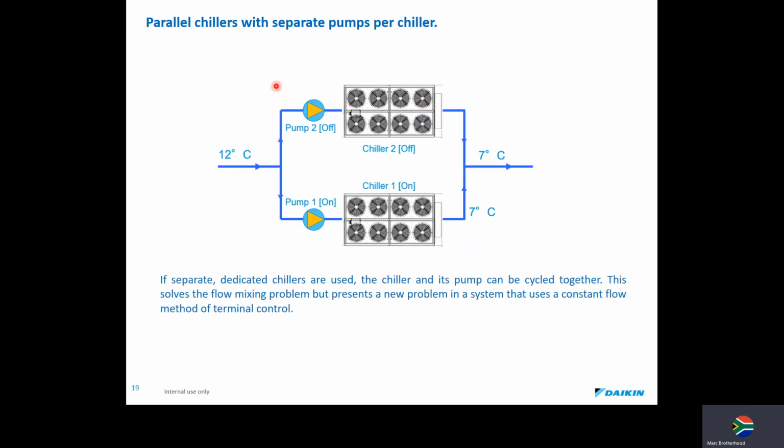So now let's look at parallel chillers with separate pumps. So here we have separate pumps per chiller. If separate dedicated chillers are used, the chiller and its pumps can be cycled together. This solves the flow mixing problem, but now presents a new problem in the system that uses constant flow method of the terminal control.